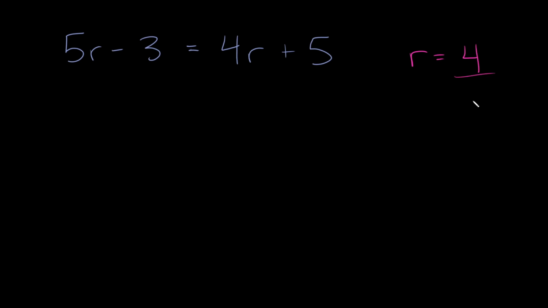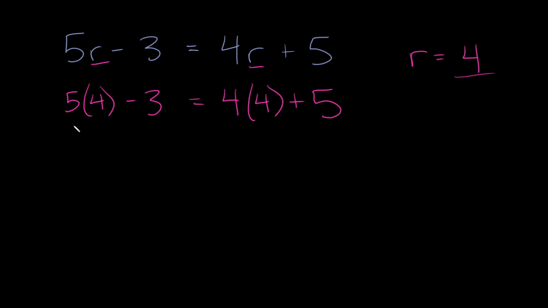Okay, one last example. So if we had 5r minus 3 is equal to 4r plus 5. And I told you r is equal to 4. So this is the puzzle piece I'm giving you, so I'm going to plug it in and see if it fits. So I'm going to plug in a 4 here and here. So 5 times 4 minus 3 is equal to 4 times 4 plus 5.